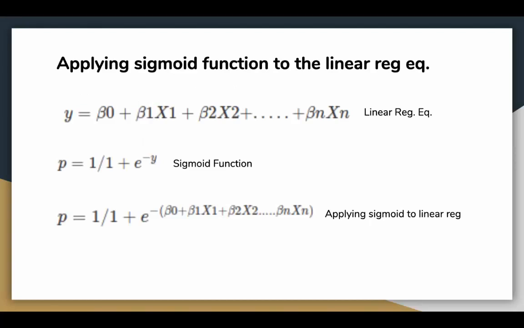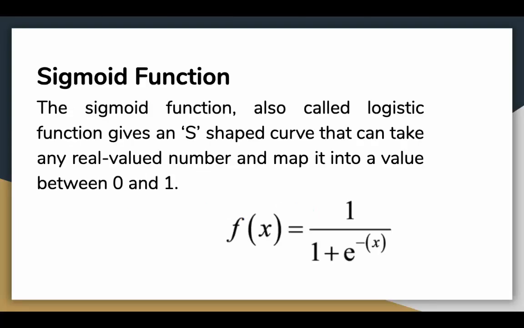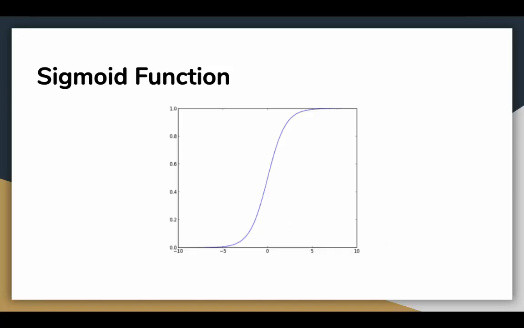Now, let's modify the linear regression equation we had seen in the previous video for logistic regression. We apply something called a sigmoid function on the linear regression equation. Let's see what the sigmoid function is. The sigmoid function, also called the logistic function, gives an S-shaped curve that can take any real valued number and map it into a value between 0 and 1. If the curve goes to positive infinity, y predicted will be 1, and if the curve goes to negative infinity, y predicted will become 0.